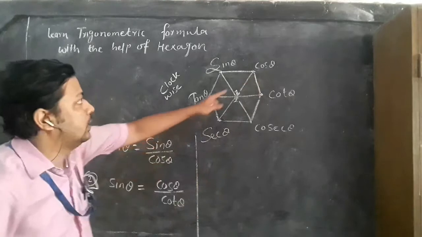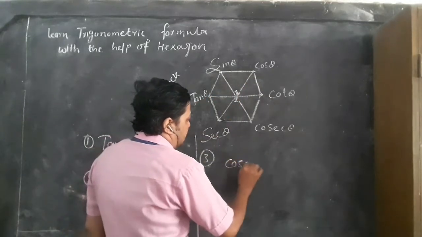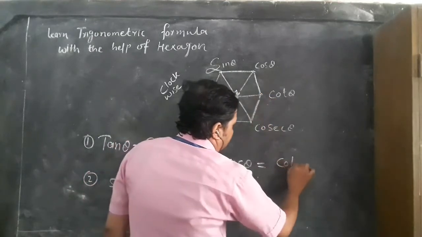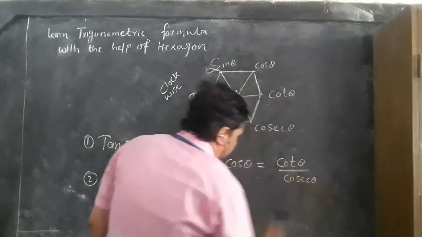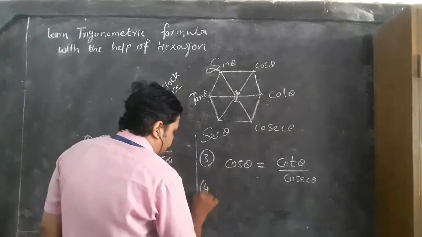Again, now we will go to cos theta. Third, cos theta can be written as this one divided by this one, cot theta divided by cosec theta. Okay.